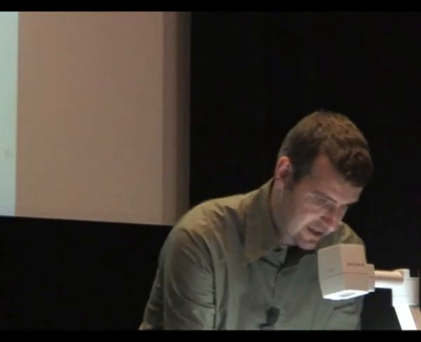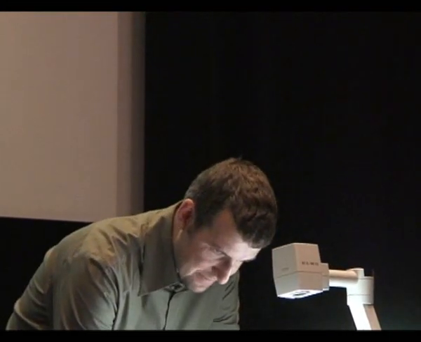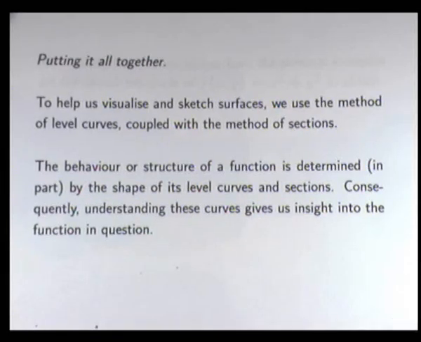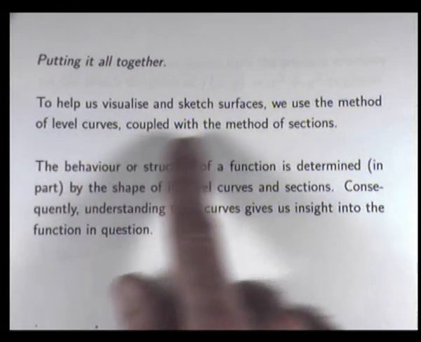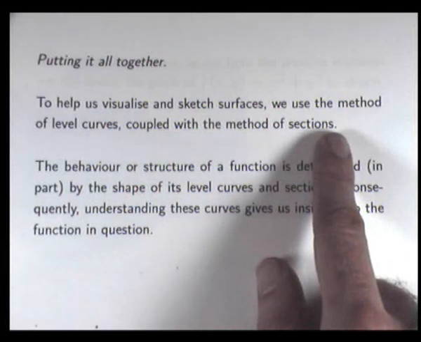All right, so what do we do now? Well, we can take our level curves and our sections and combine them to form our surface. So how do we do that? Well, the basic idea is to couple the method of level curves with the method of sections.